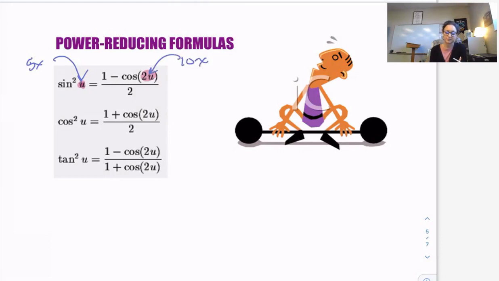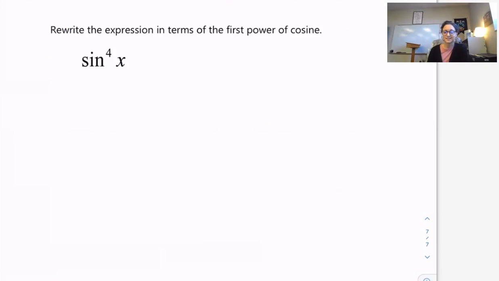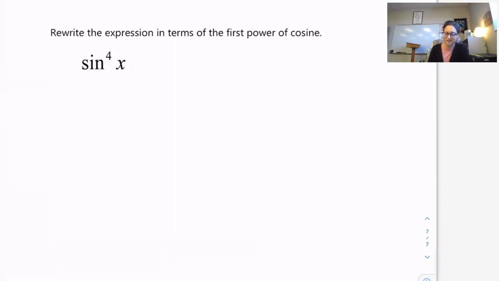I'm going to force a pause on your screen. I just want you to take a look at the power reducing formulas before we get started. So go ahead and write sine to the 4th of x in your notes. And what we want to do is reduce this or rewrite it to the first power of cosine, okay? So I don't want any exponents in my final answer. So here's what I'm going to ask you to do. Can you rewrite this as sine squared x times sine squared x for me?